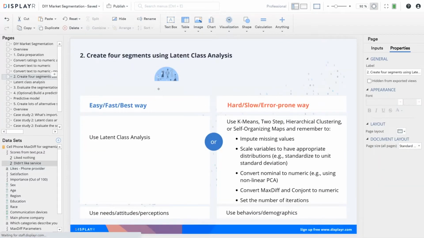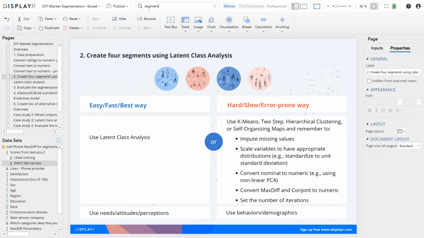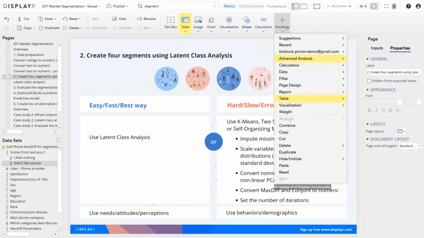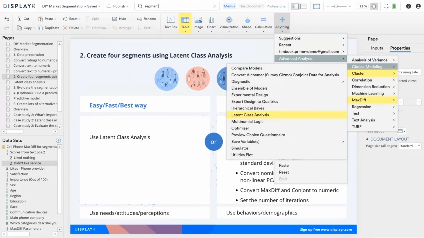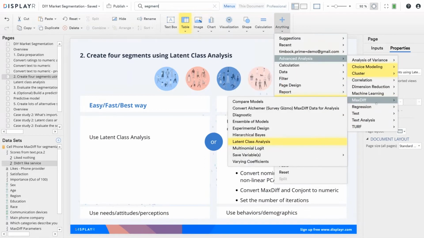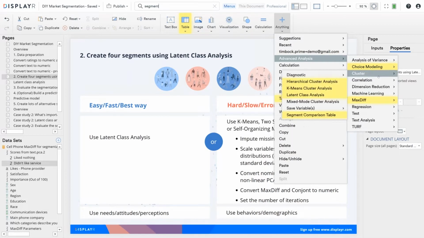We want to create 4 segments using latent class analysis. So how should you create segments in general? Well, ask Displayr. Type in the search box, and it's going to highlight anything it wants us to know about. It's telling us that if we've got choice modeling or conjoint data, we should use latent class.